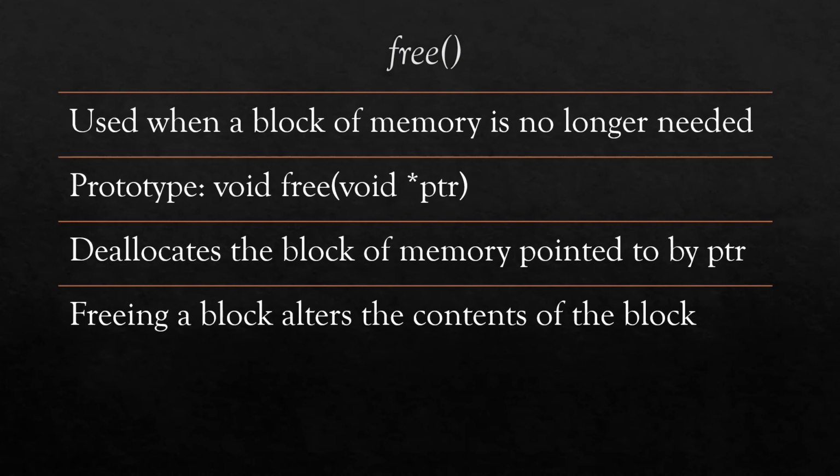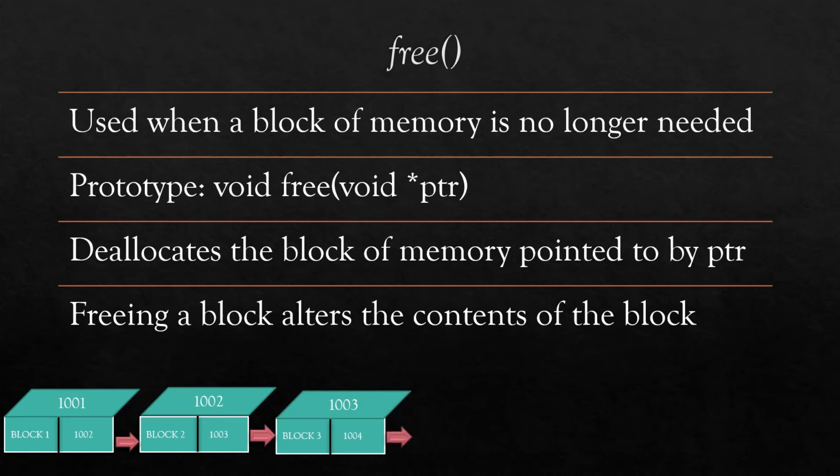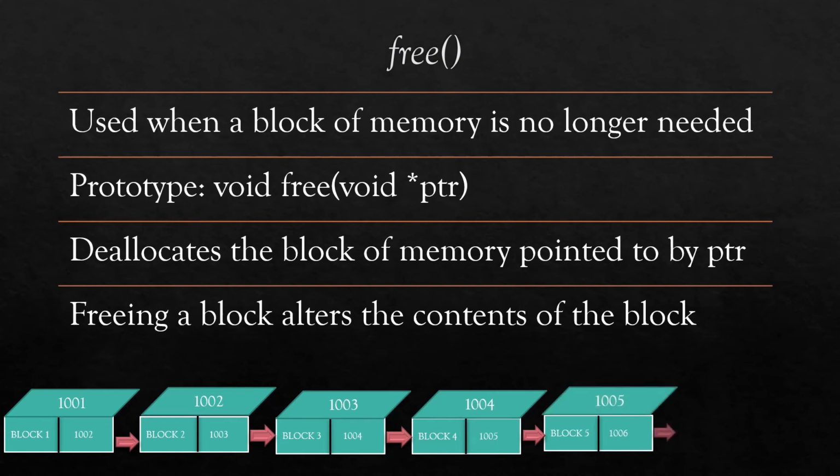Right, now freeing a block alters the contents of the block. What does that mean? So say we have something like this, as you can see block 1, and you can see part of this particular block has got the address of the next block. Right, so it's pointing to the next block, which is block 2, and block 2 has got the address of block 3, and block 3 is pointing to block 4, block 4 is pointing to block 5, and block 5 is pointing to block 6. Block 6, as you can see, has got a null at the end, indicating the end of this chain.